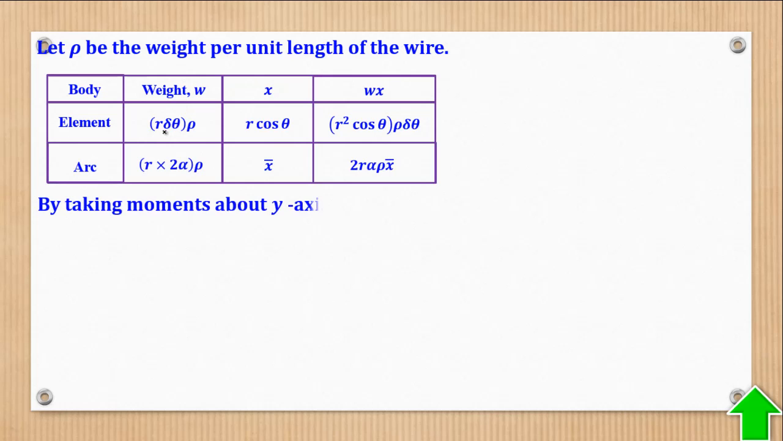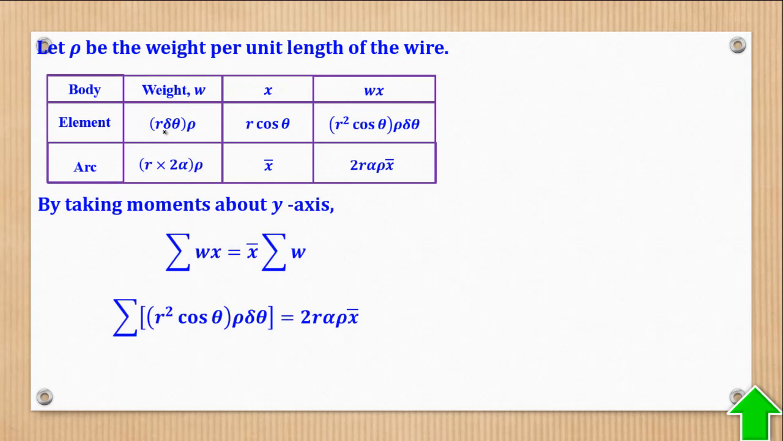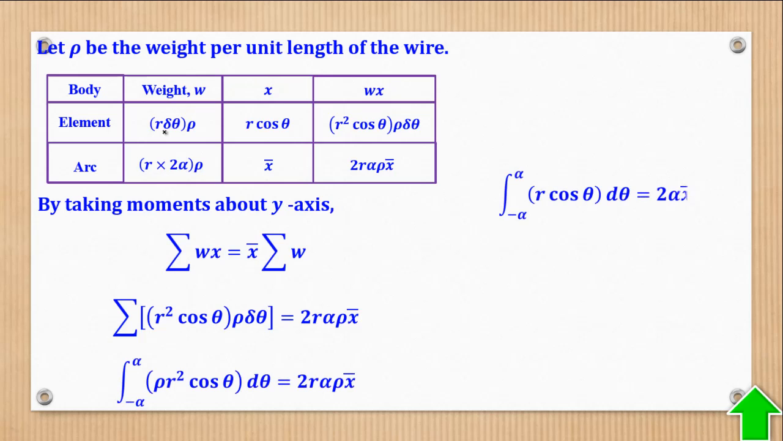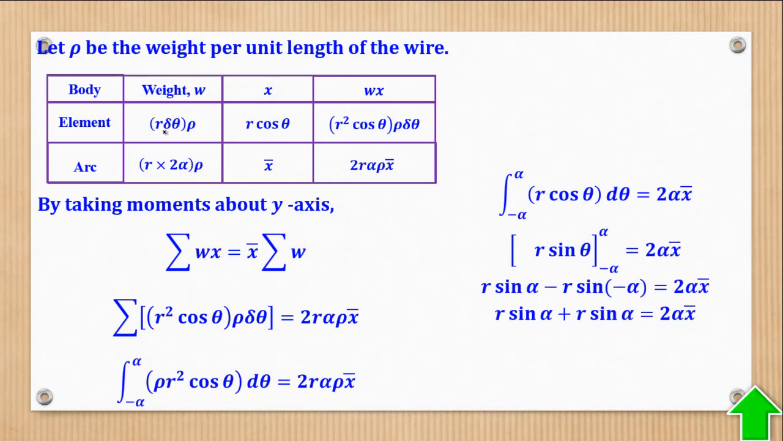So I shall repeat the same procedure. Take moments about the y-axis, you come up with that. The summation sign becomes an integral sign. Simplify and integrate. Substitute limits. Simplify, collect like terms, and get x bar. And that's what they wanted.